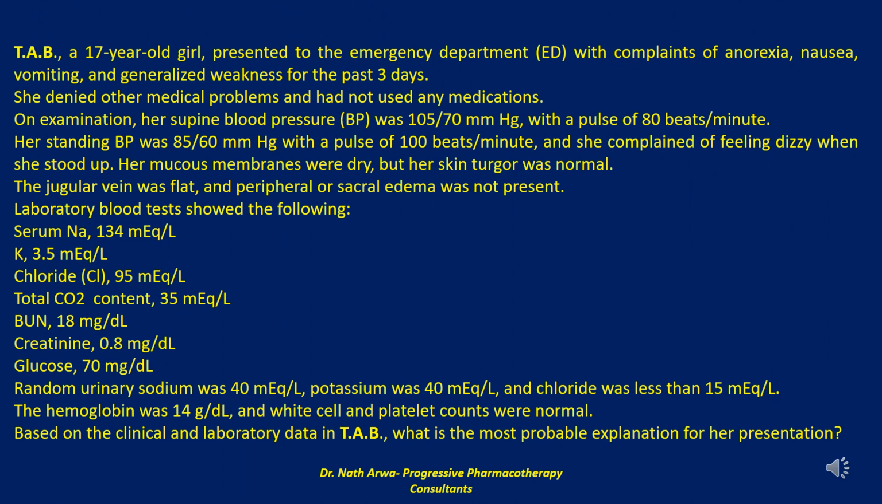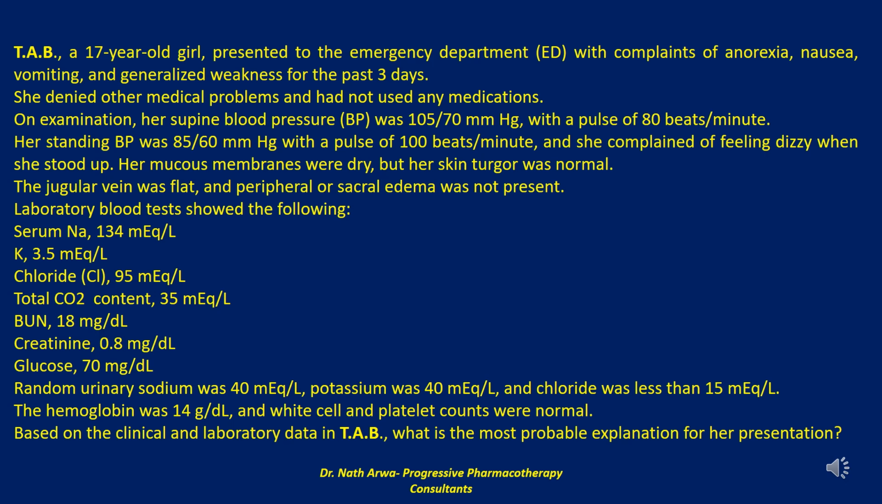The signs and symptoms in TAB are consistent with volume depletion. The loss of gastric fluid owing to vomiting and decreased oral intake secondary to anorexia led to moderate to severe volume depletion. She exhibits orthostatic changes in both her blood pressure, a drop in systolic blood pressure of 20 mm of mercury, and pulse, an increase of 20 beats per minute. The dry mucous membranes, the flat jugular vein, and the absence of edema support volume depletion as well, and dizziness on standing indicates extracellular volume depletion.